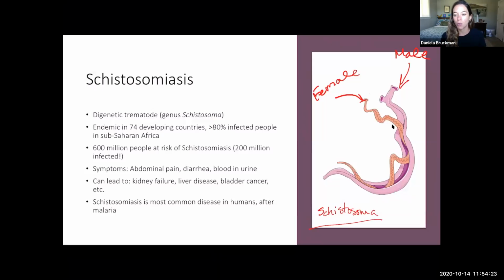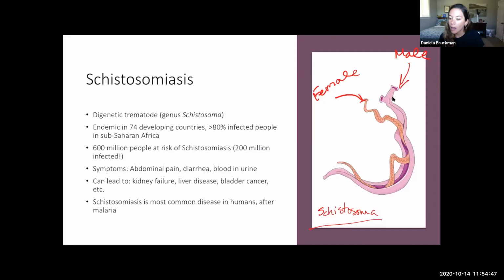So the female will kind of permanently dock into the male body. It's got this groove here, and then they'll just kind of permanently be in copula, which means they're just constantly copulating and producing these eggs and these fertilized eggs and these different offspring.